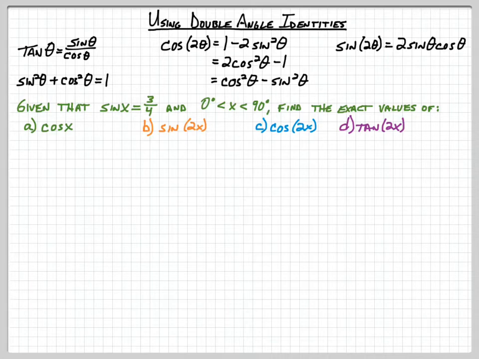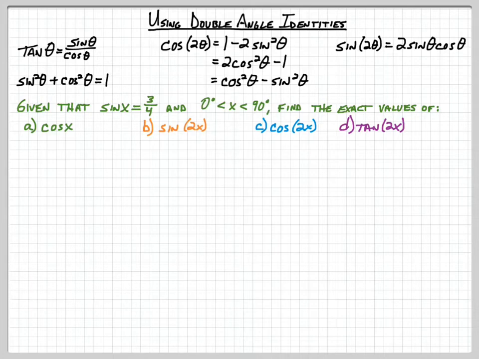Okay, so the first thing we should do is think about how this works with the unit circle. Unfortunately, 3/4 is not one of those key values that we use on the unit circle. So that's not going to really help us, other than remembering what the relationships are within the unit circle. So we have to find another method.